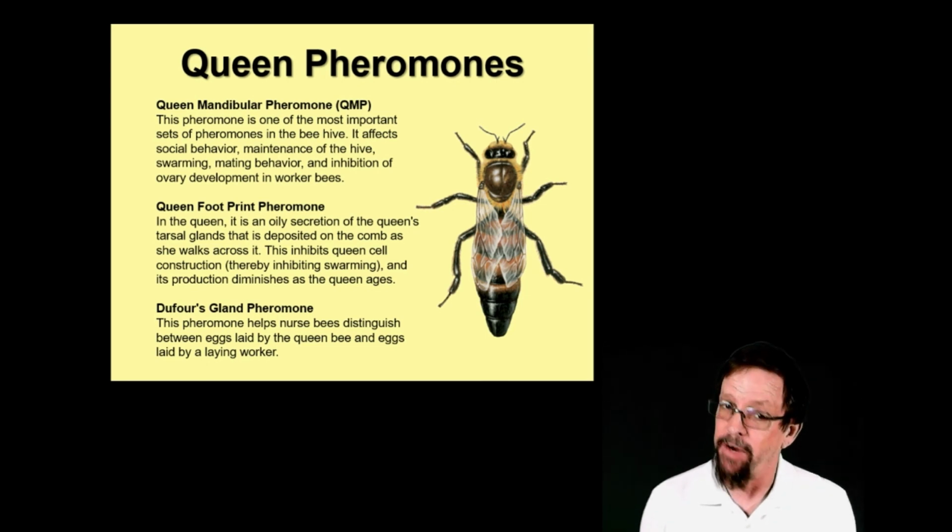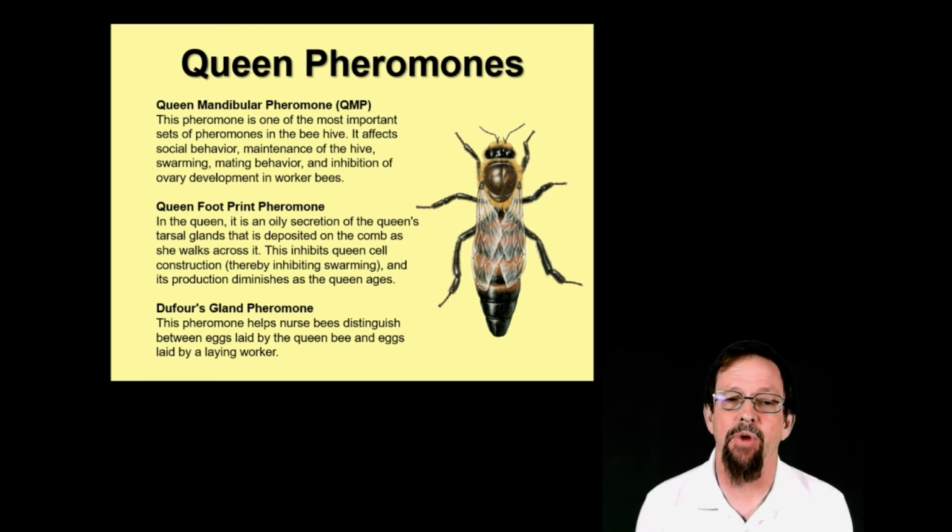Queen footprint pheromone. In the queen, it is an oily secretion that the queen's tarsal glands deposit on the comb as she walks. This inhibits queen cell construction, thereby inhibiting swarming, and its production diminishes as the queen ages.